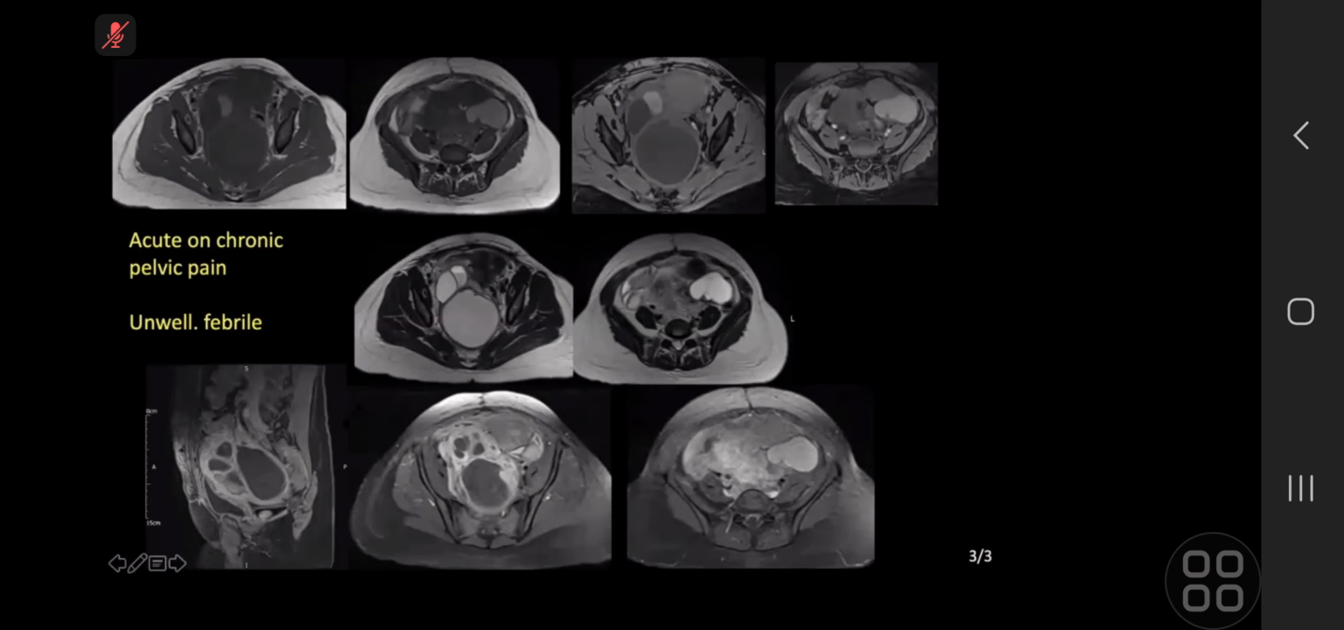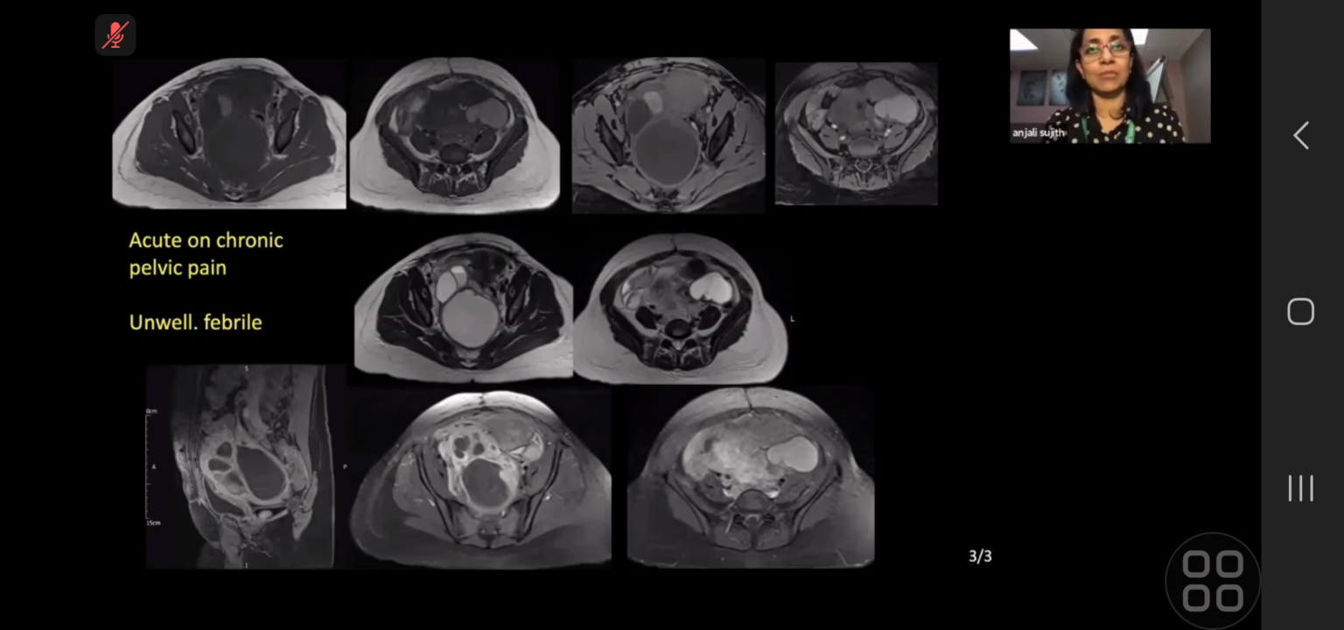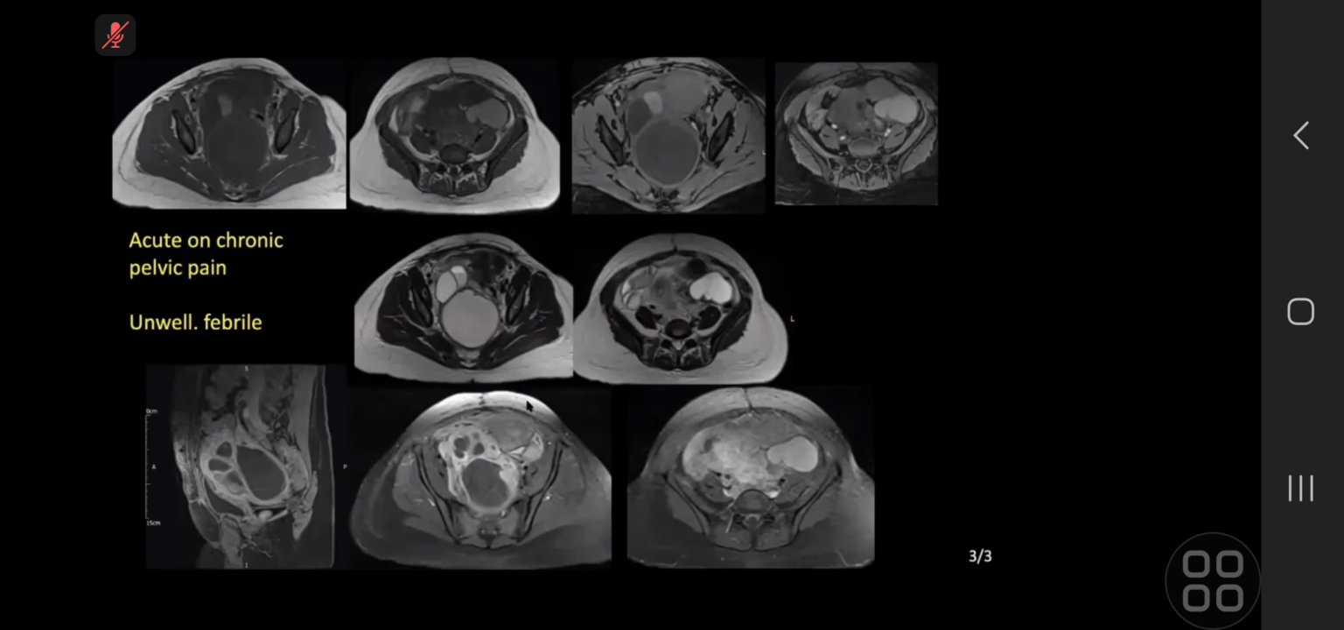On the post-contrast images, I can see central elements which don't show any enhancement, but there is surrounding enhancement, and I'm suspicious whether there's an element of pyonephrosis, pyometra going on in the patient who's previously... Pyometra, when we say pyometra, we are talking about pus within the uterine cavity. Pyosalpinx. Okay. And also it would fit with the clinical presentation of the patient.